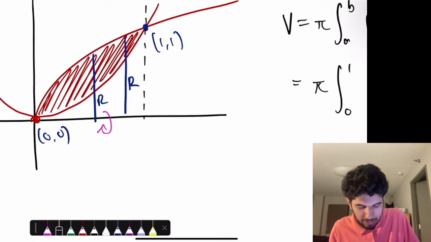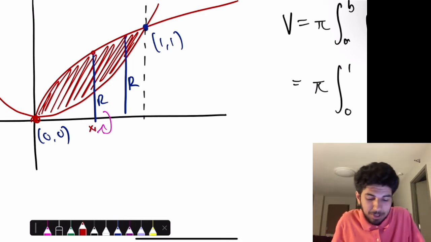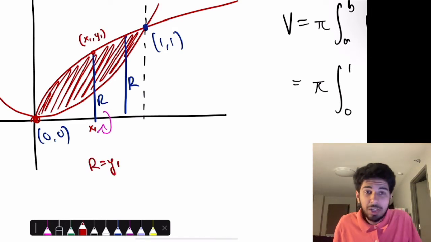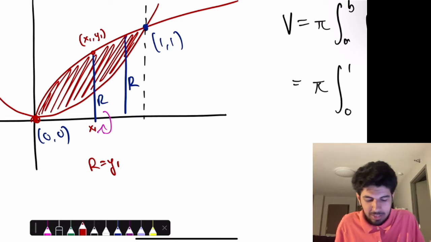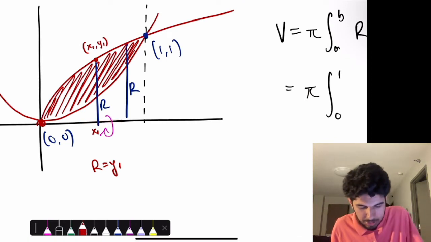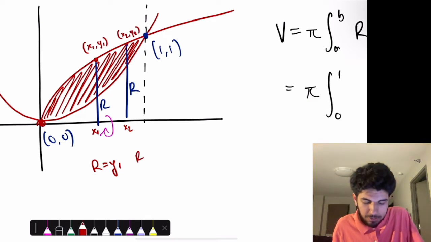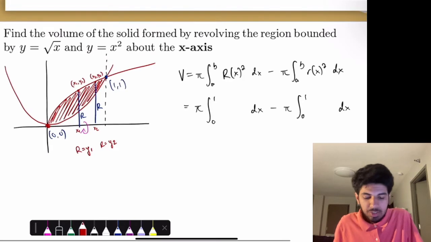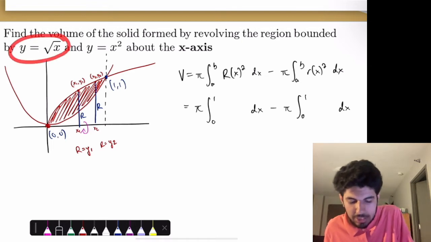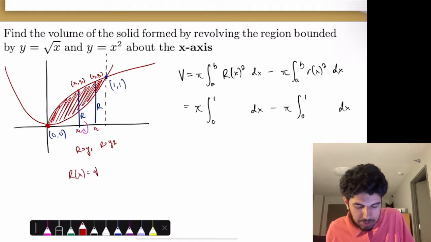So if this is the point x1, y1, then R is going to equal y1, because the axis of rotation is where y equals 0. Similarly, if this point is x2, y2, then the value of r we're looking for is y2. We can get these values of y because they lie on this curve. This curve is y equals the square root of x. So that means capital R of x is going to be equal to the square root of x.